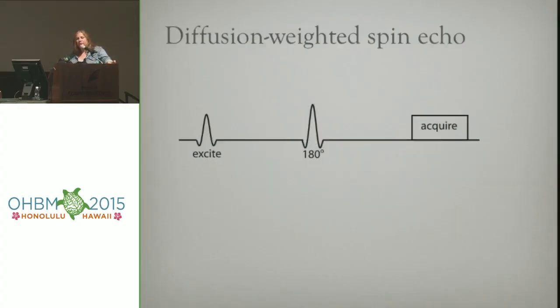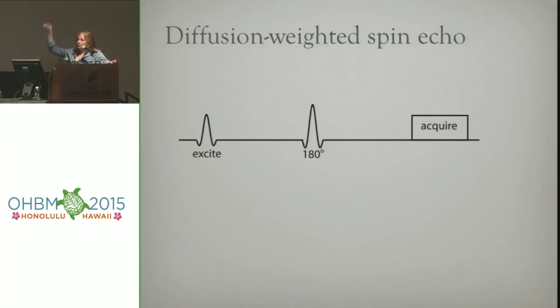So spin echoes are important in diffusion because they are the basis of how we acquire almost all of our diffusion experiments, and that "almost" is important. You will inevitably hear about other methods that people are developing, but 99% of what we do in diffusion is using this spin echo pulse sequence. It's characterized by this excitation followed by a 180 degree pulse, and then finally an acquisition.